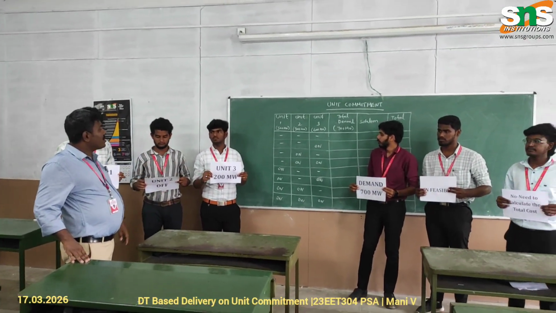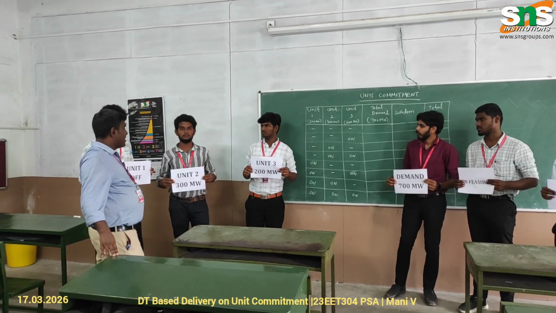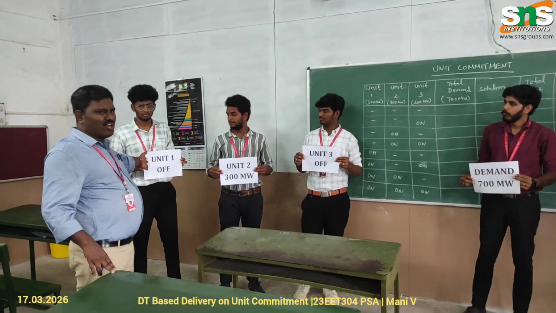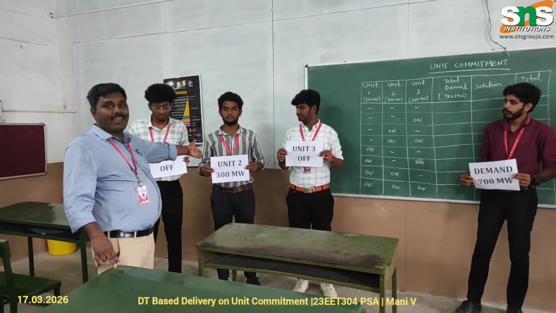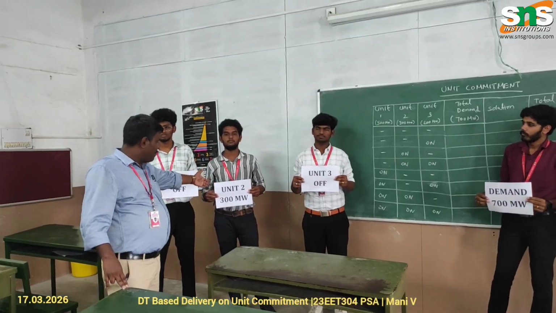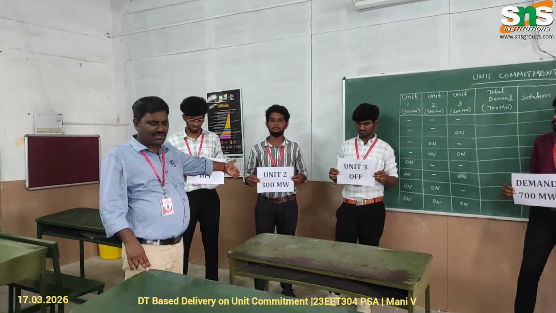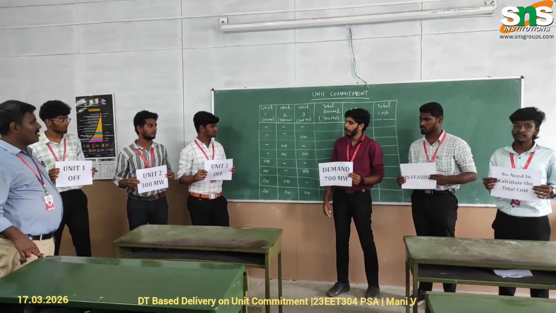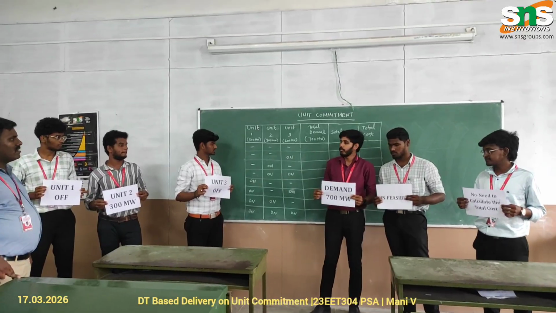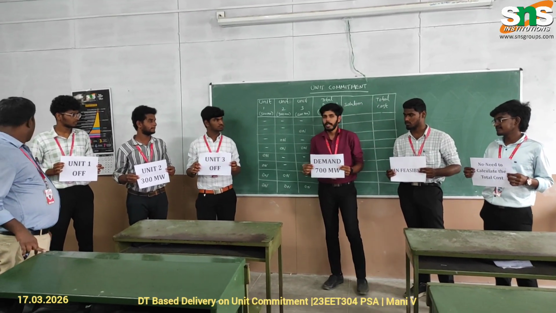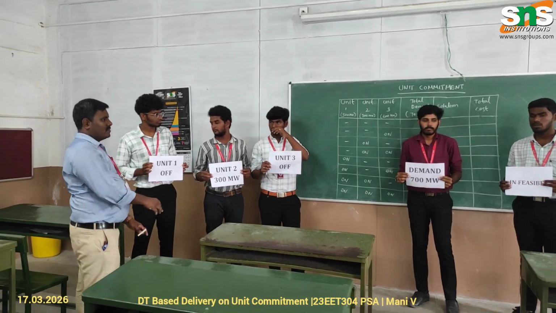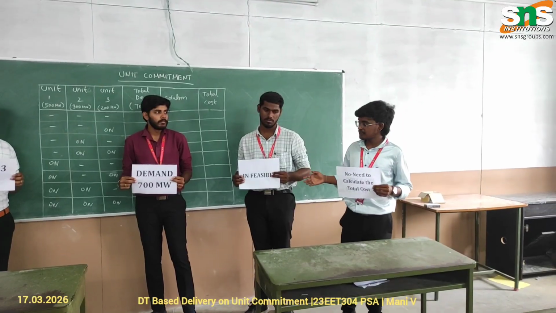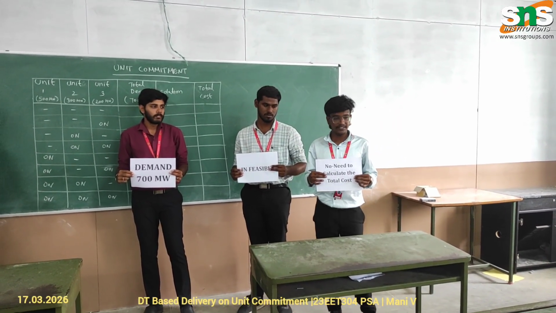In the next step, unit 2 alone is operating and unit 1 and unit 3 are turned off. Unit 2 is producing its maximum generating capacity of 300 megawatt, and my demand is 700 megawatt. So it also does not meet my demand, so it is infeasible. Because of that, again I don't need to calculate the total cost.